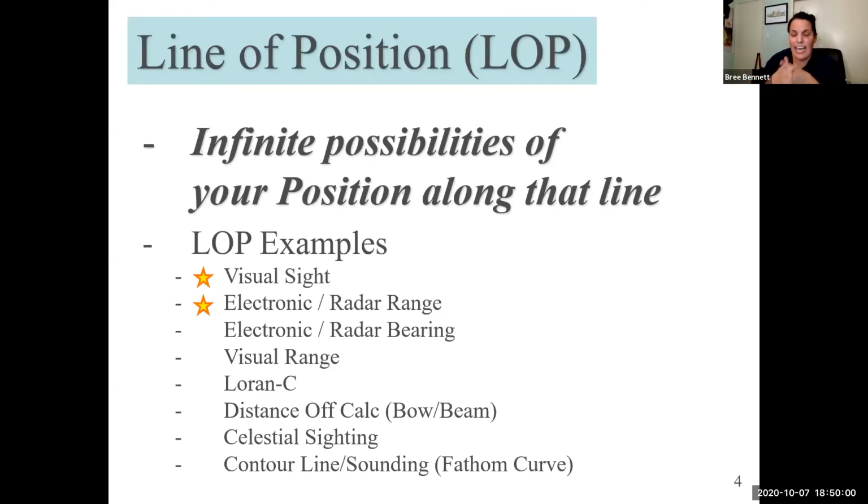Why are they there and how can they help me navigate? So when we look at these LOPs, a line of position doesn't have to be a straight line. If we use a range, that line is going to be an arc or a circle. So if I know that I am 2 miles away from the south point of this island, when I draw that on the chart, I can draw an arc that is 2 miles away from that point, and I know I'm at infinite possibilities along that arc.